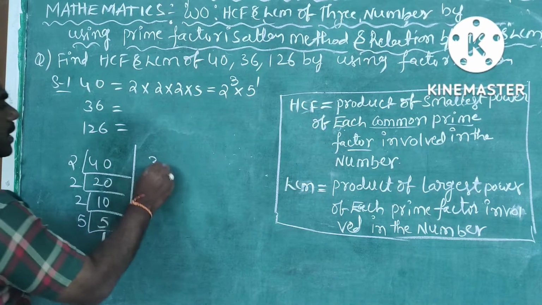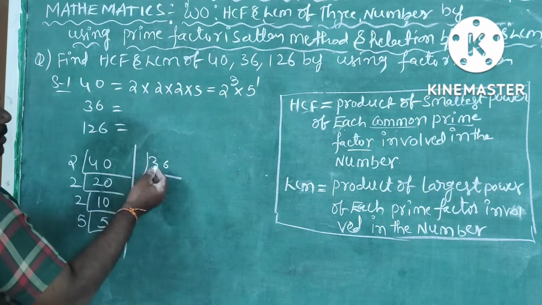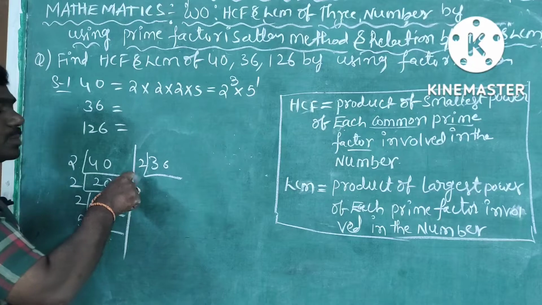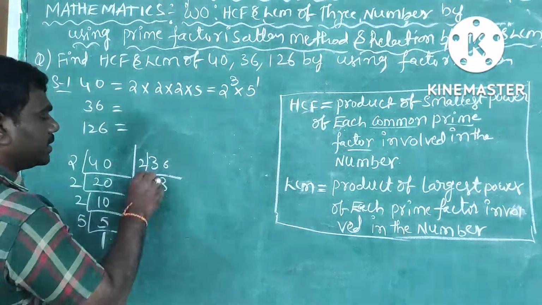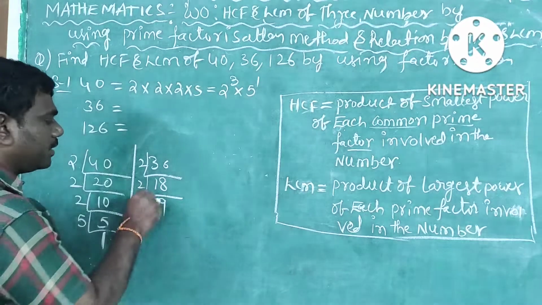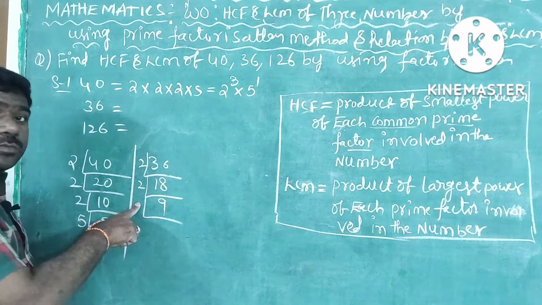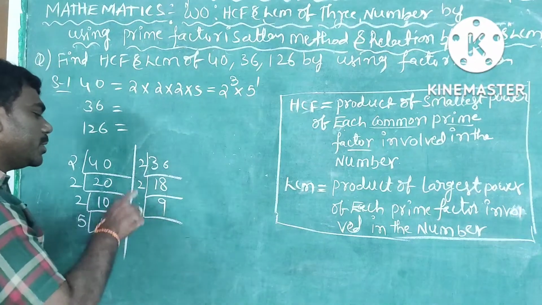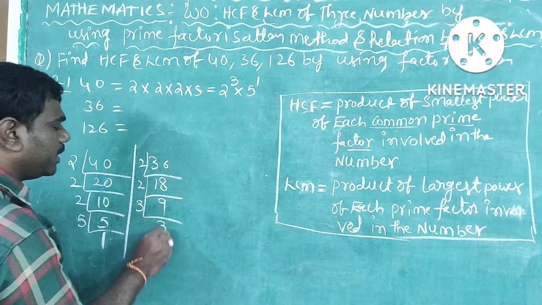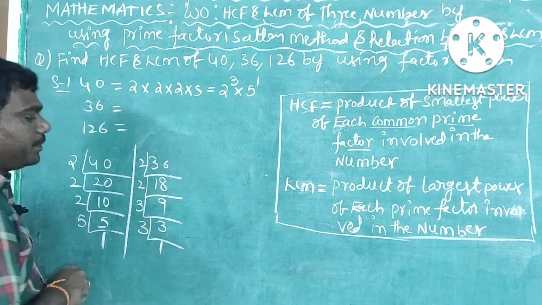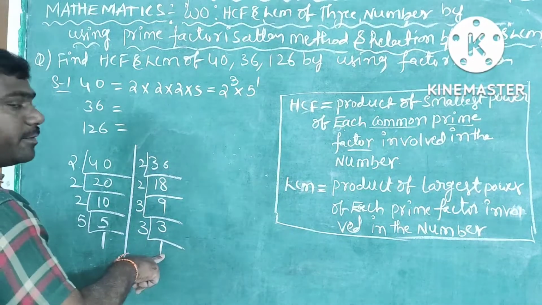Next, similarly 36. Take the smallest prime number, that is 2. 36 is divisible by 2, we get 18. Now 18 is also divisible by 2, we get 9. 9 is not divisible by 2. Take the next prime number 3. 9 is divisible by 3, we get 3. Again 3 is divisible by 3, we get 1. So finally we got 1.